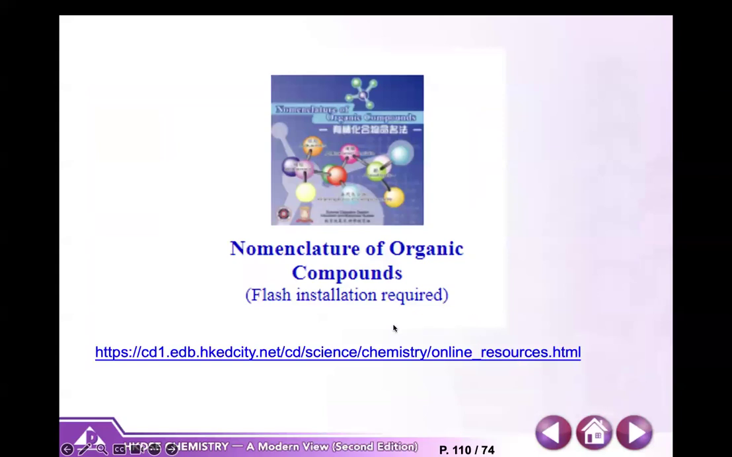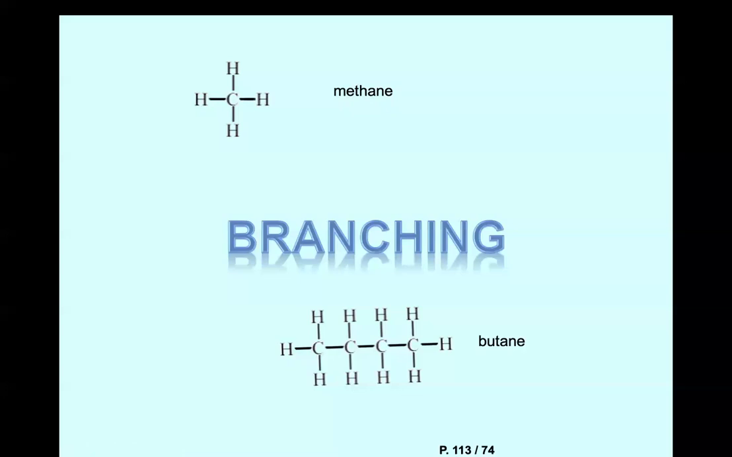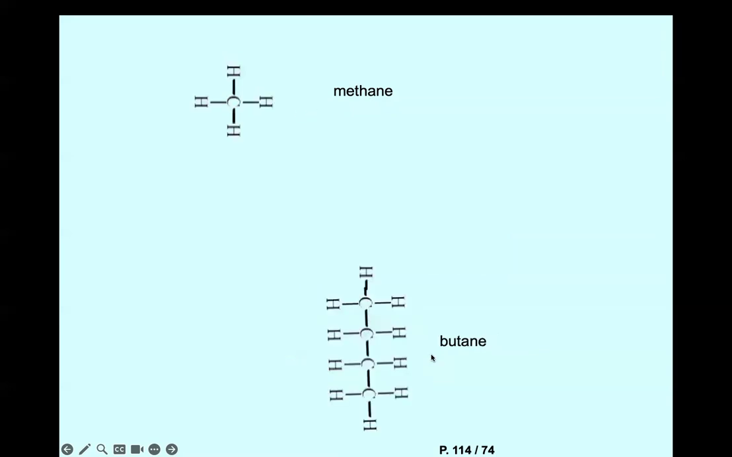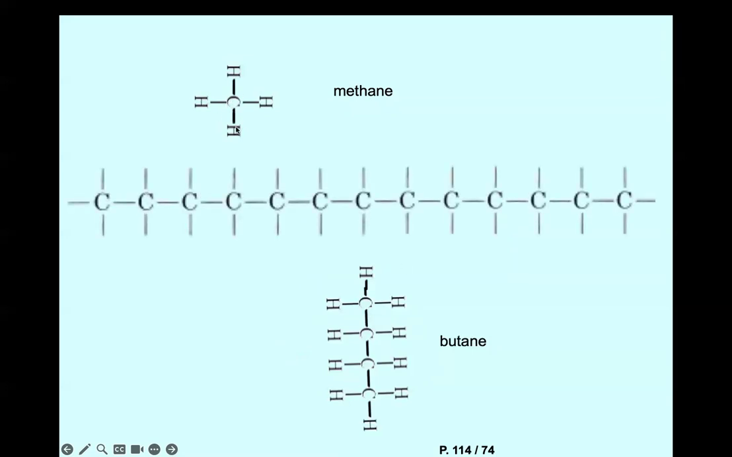For details, you may refer to the nomenclature of organic compounds, and there will be some websites providing you more information. Well, next one is about branching. If we have a straight chain, it is easy for us to talk about methane and butane. How about if there is branching? That means they are no longer a CH4. Instead, a H is eliminated, and then attached to the carbon.